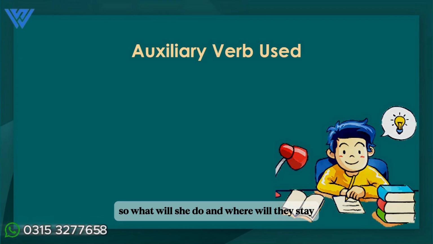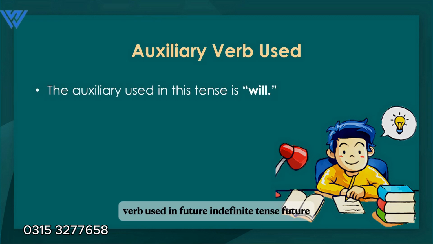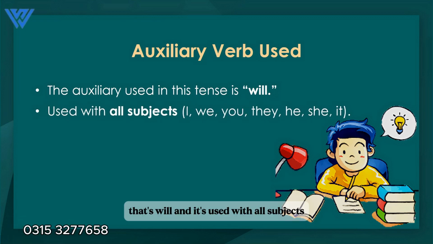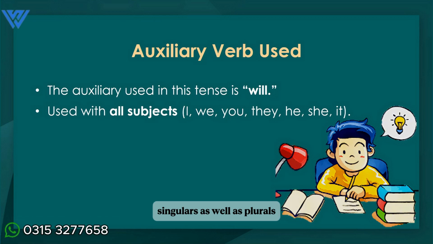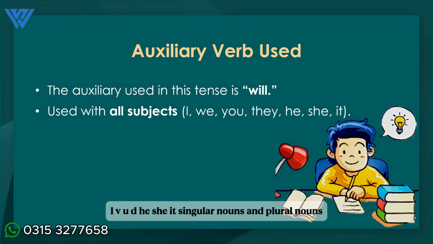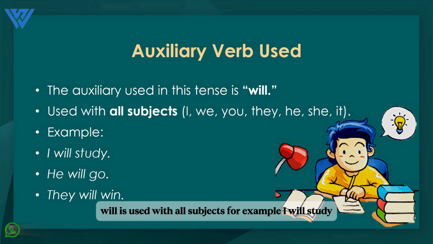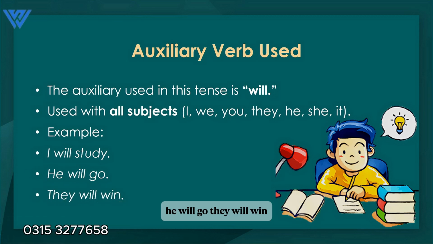So, let's talk about what is the auxiliary verb used in future indefinite tense. Future indefinite tense में auxiliary verb जो use होता है, that's will. And it's used with all subjects, singulars as well as plurals. I, we, you, they, he, she, it, singular nouns and plural nouns. Will is used with all subjects. For example, I will study. He will go. They will win.